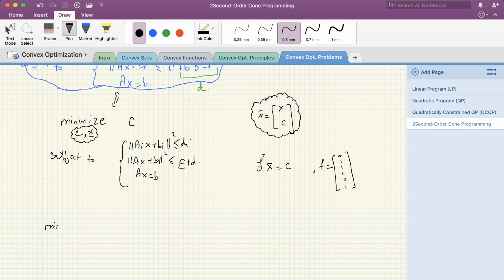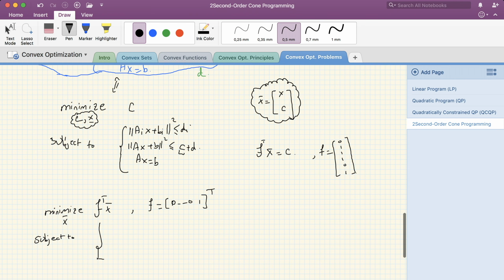So the minimization now is with respect to X bar, F transpose X bar, where F is zeros with 1 in its last element, and it should be a column vector, so I'll put a transpose here. Now, with respect to the constraints, let's start with the easiest one, which is the affine constraint. How can I write the affine constraint in terms of X bar? Well, that's easy. All I have to do is say A bar X bar is B bar, right?